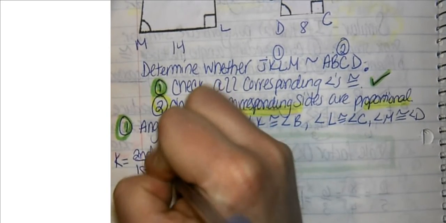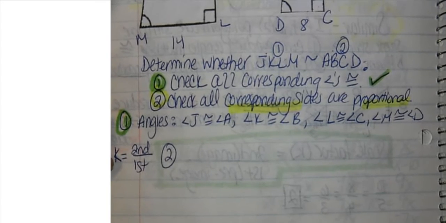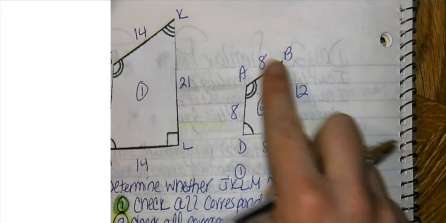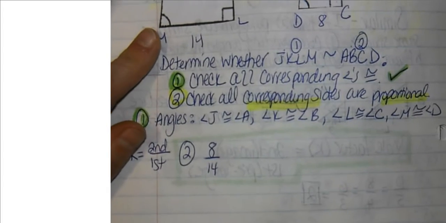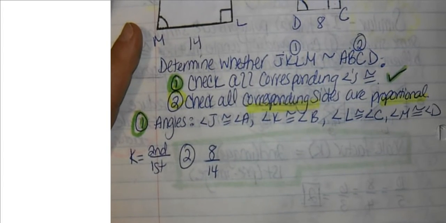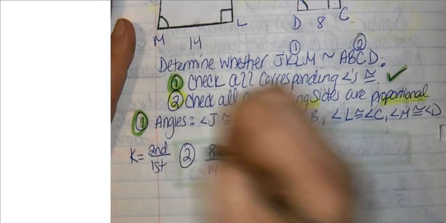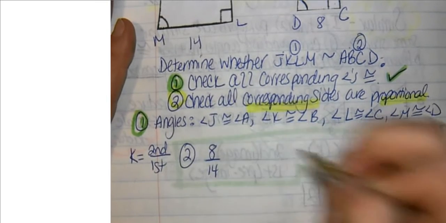So with us checking our proportionality, we are going to be looking at sides. I'm working with JK compared to AB. JK came first, AB came second. So I need to look at 8 over 14. What does 8 over 14 reduce to? So once again, this is AB over JK.